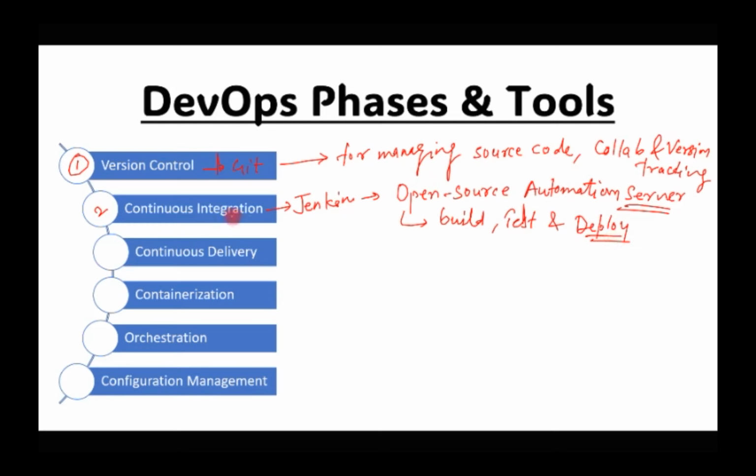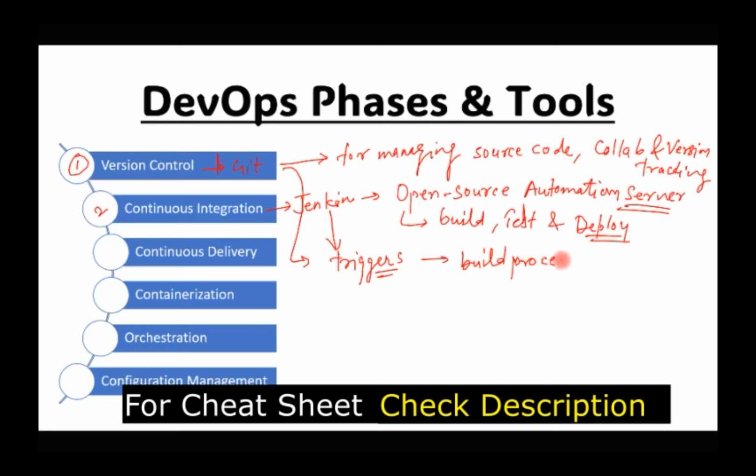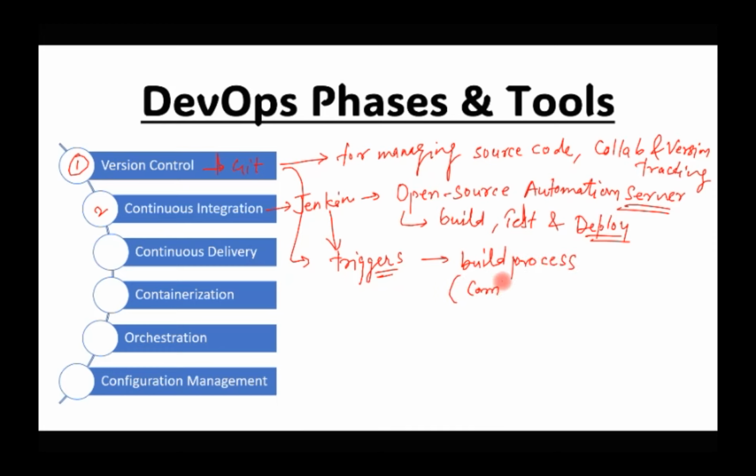So how does it happen? Once the developer pushes the code changes to a remote repository, Jenkins can automatically trigger a build process. What is this build process? It includes compile, test, and packaging of the application. So this is the build process, automatically triggered by Jenkins. If the test is passed, the application is automatically deployed to the next phase, that is our staging environment.